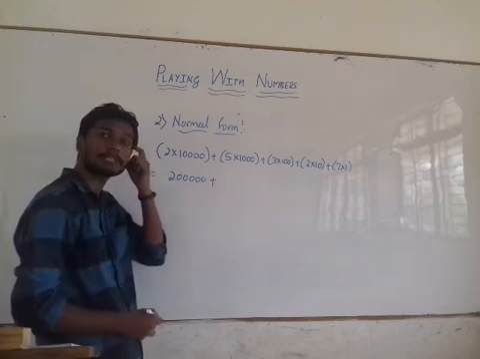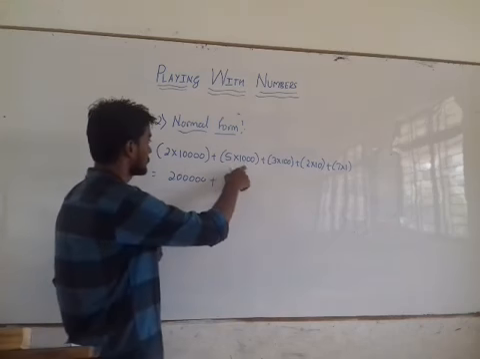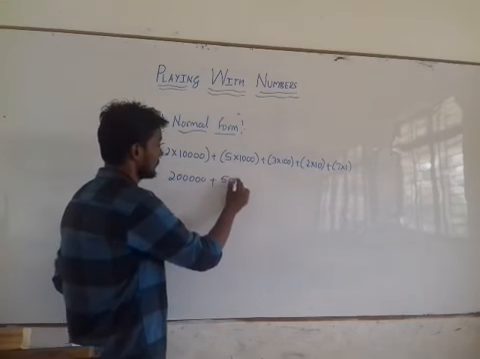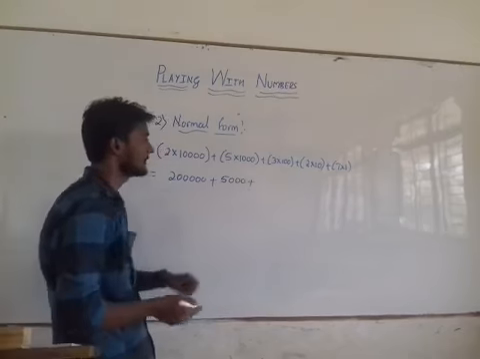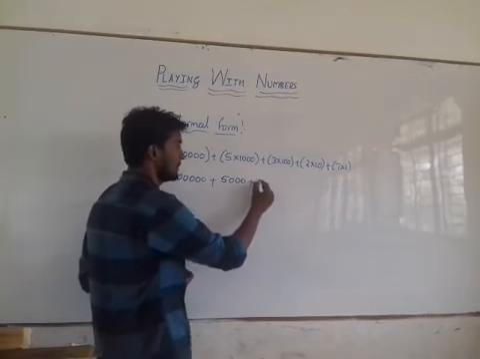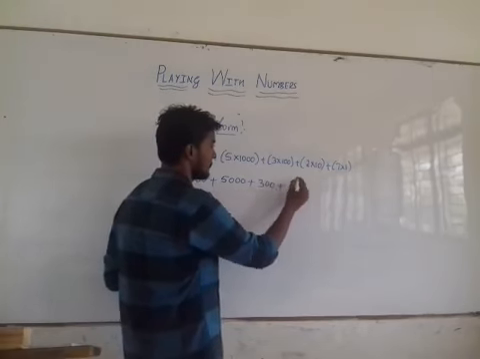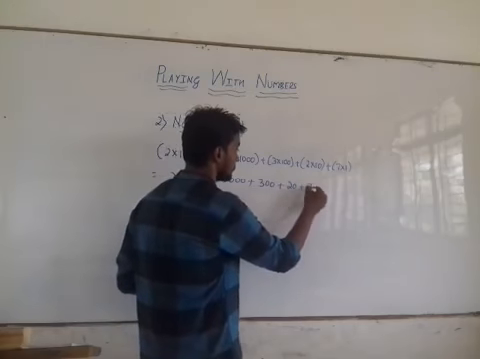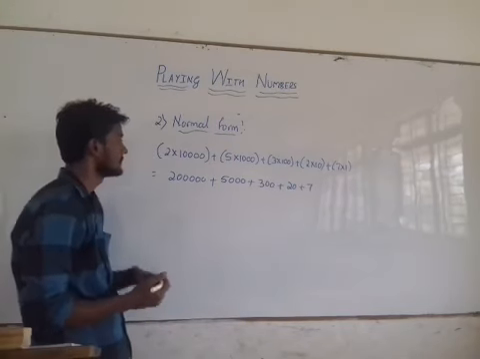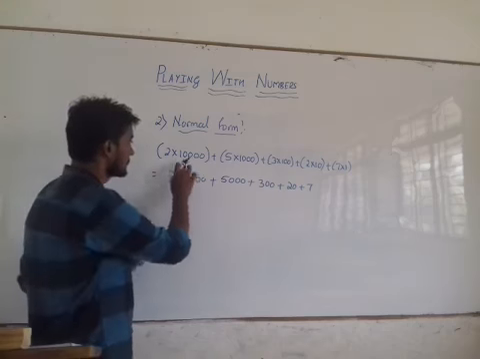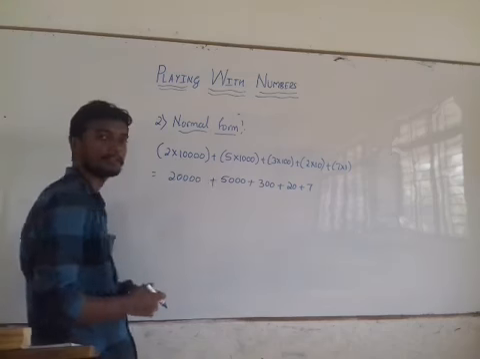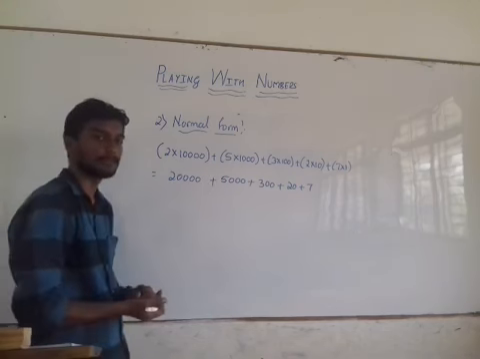Plus 5 into 1000 is how much? It is 5,000. Plus 3 into 100 is how much? It is 300. Plus 2 into 10 is 20. Plus 7 into 1 is 7. So it is not lakh. It is 10,000. 2 into 10,000 is 20,000.